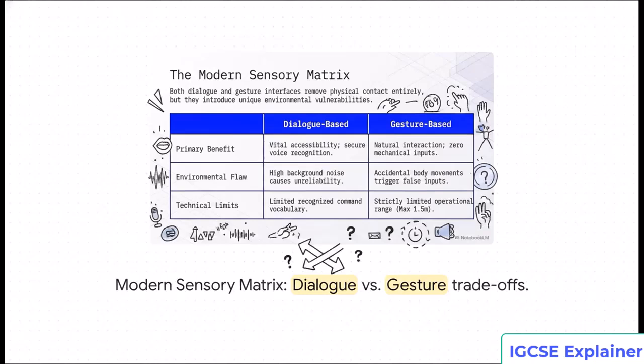Looking at the modern sensory matrix, we can impartially compare their environmental trade-offs. Dialogue is amazing for accessibility, and it's completely hands-free, but it totally fails in high background noise and has a limited command vocabulary. Gesture, on the other hand, is the most natural interface possible with 0 mechanical inputs, but it is strictly boxed in by operational range and accidental body movements. They both really push the boundaries of how we interact, but they definitely introduce unique environmental hurdles.